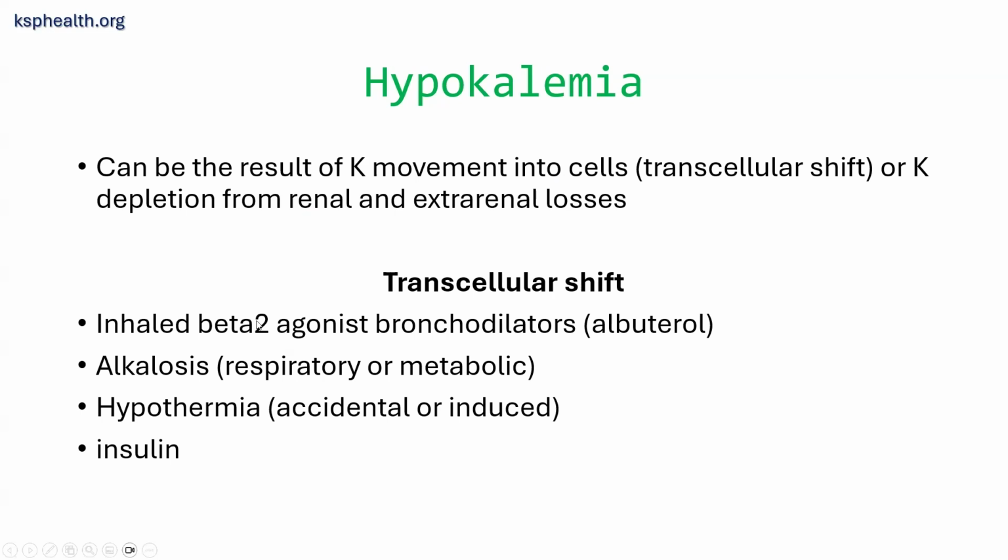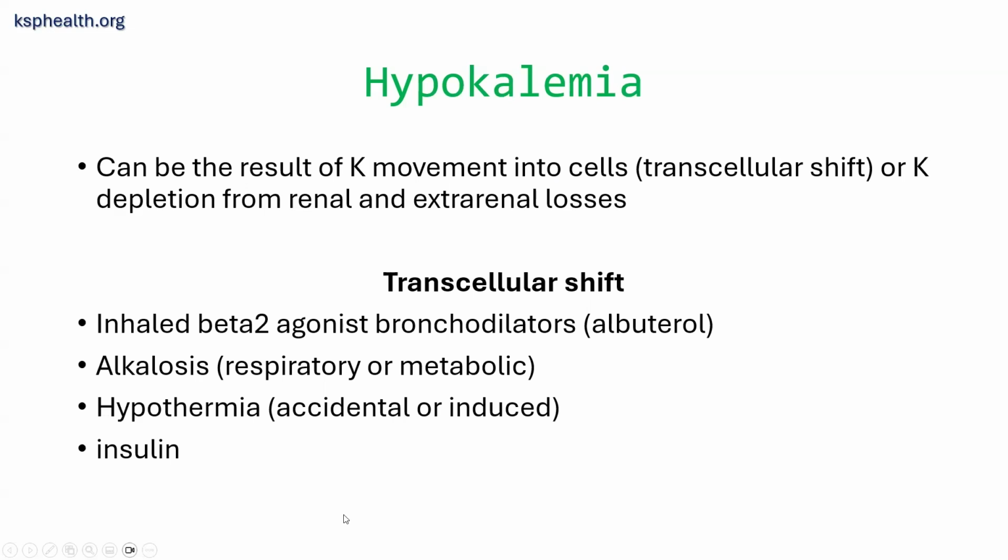Alkalosis of any origin, respiratory or metabolic, can cause transcellular shift. Alkalosis pushes the potassium into the cells, thus hypokalemia. Acidosis pushes the potassium outside the cell, which causes hyperkalemia. Hypothermia, accidental or induced. Wow. Especially when you keep hypothermia at 32 to 34, potassium drops significantly. You need to replace it, otherwise they will go into cardiac asystole.